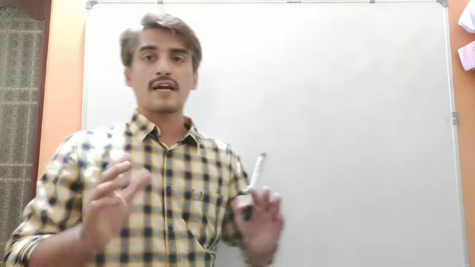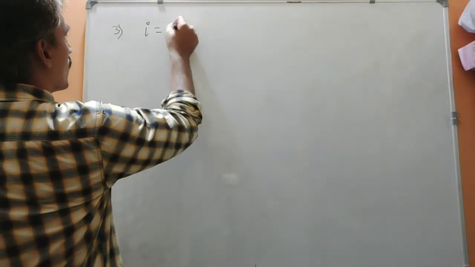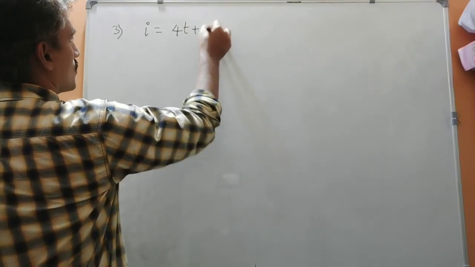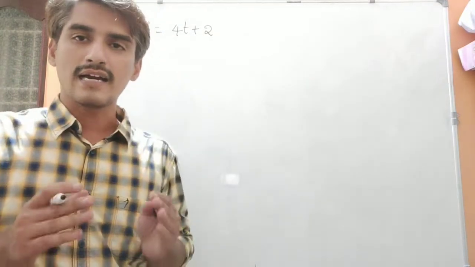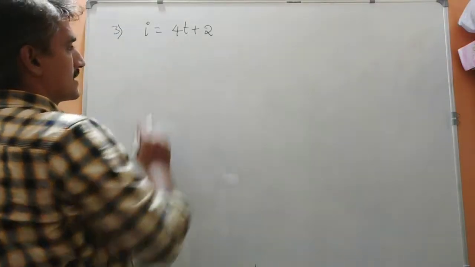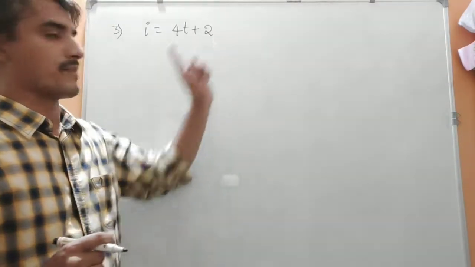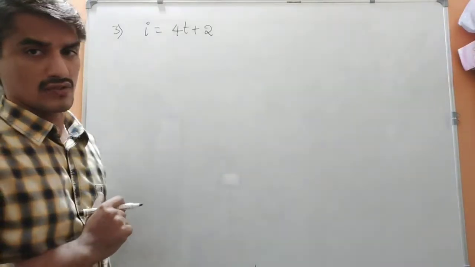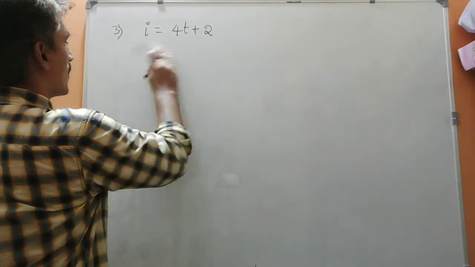Suppose some amount of current is given, assume that I is equal to 4t plus 2. I is equal to 4t plus 2. Means here current is given as a function of time. Suppose at t is equal to 0 seconds, then the current flowing through the conductor is 2 amperes, like that.